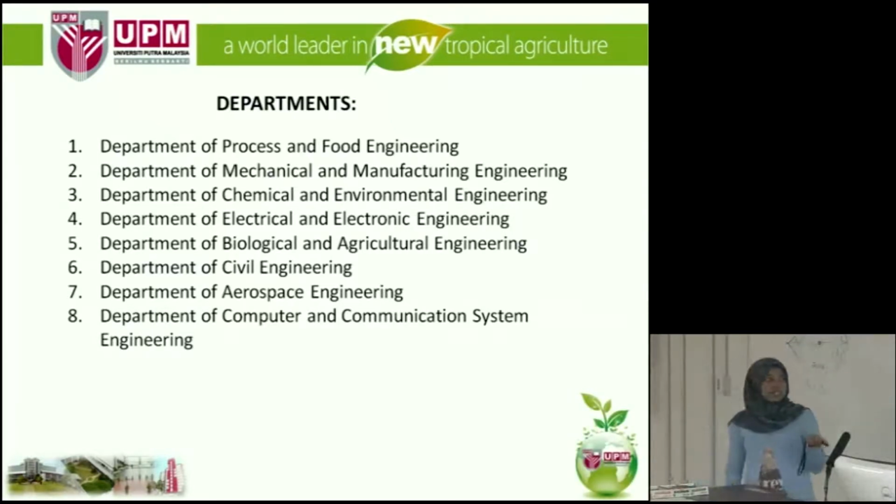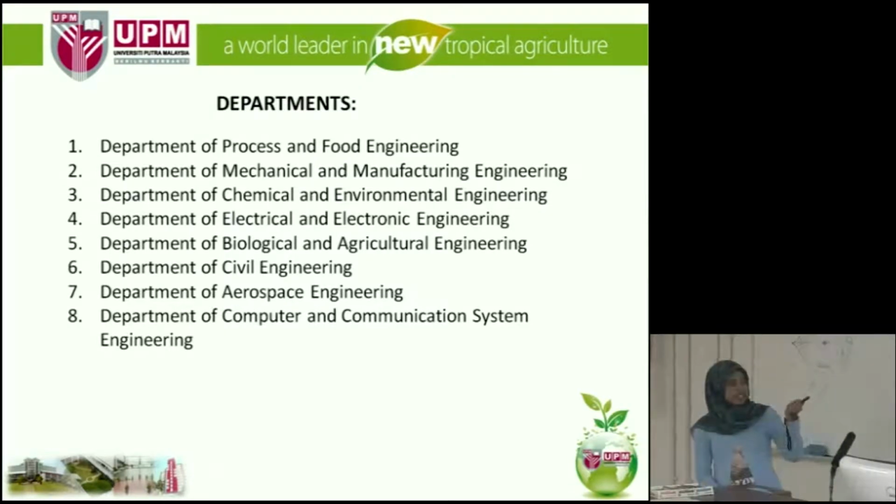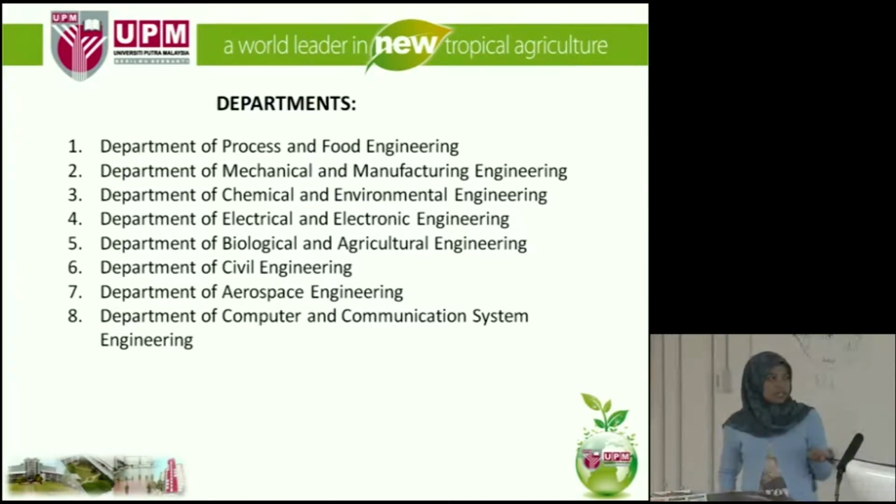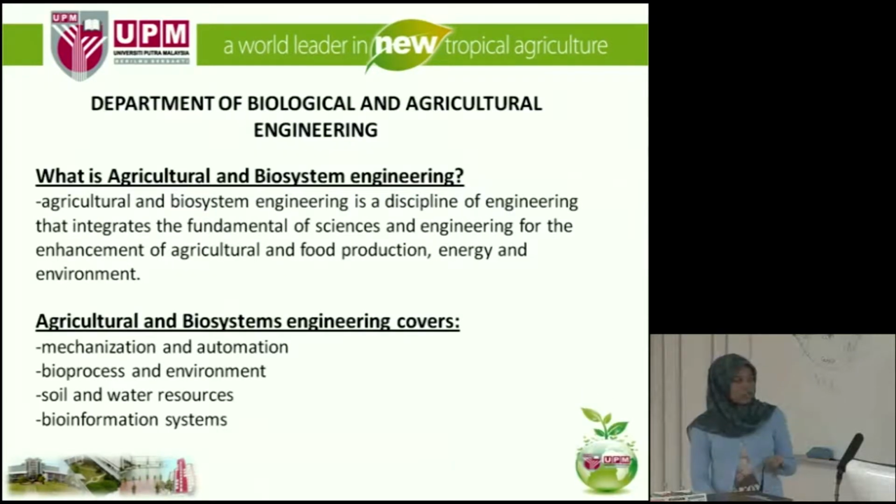There are 8 departments in the Faculty of Engineering: Process and Food Engineering, Mechanical and Manufacturing, Chemical and Environmental, Electrical and Electronic, Biological and Agricultural, Civil, Aerospace, and the last one is Computer and Communication System Engineering. I would like to focus more on the Department of Biological and Agricultural Engineering. So what is Agriculture and Biosystem Engineering? Actually, it's a discipline of engineering that integrates the fundamentals of sciences and engineering for the enhancement of agriculture and food production, energy, and also environment.